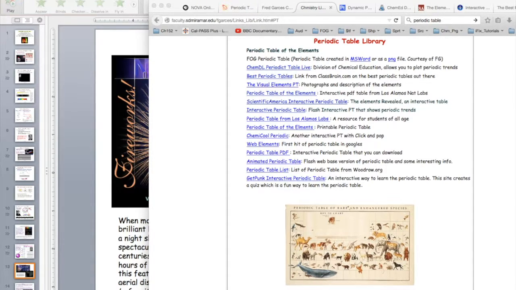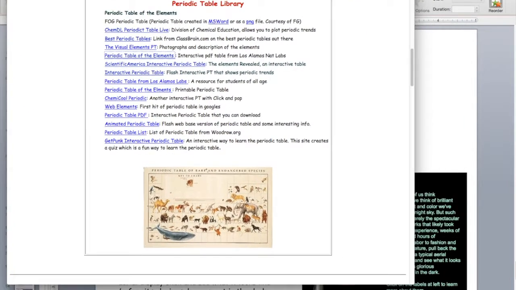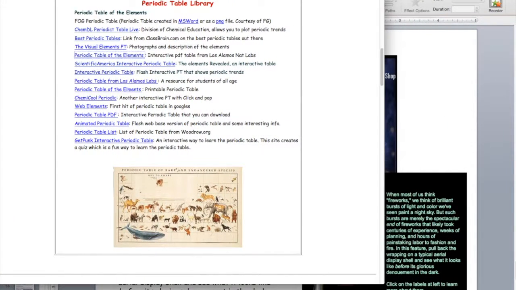You're gonna have to bear with me because my mouse here is a little bit slow in its response, so I have no control.